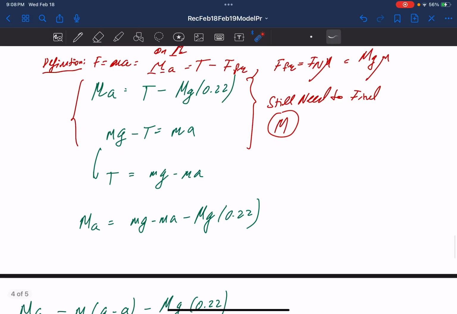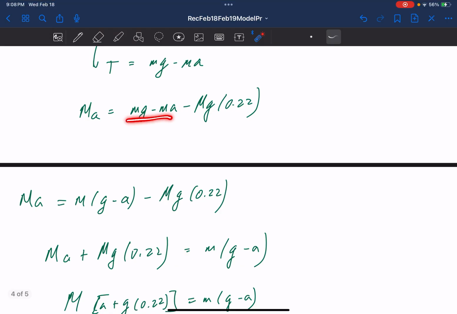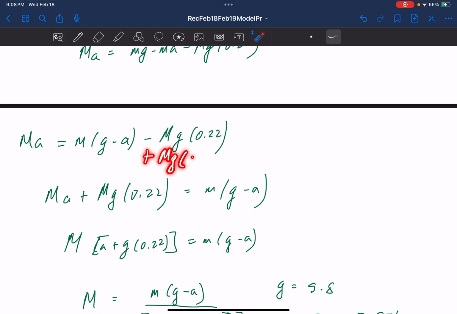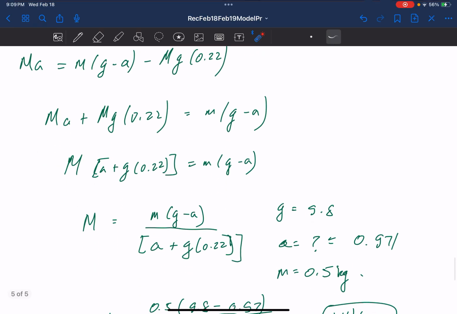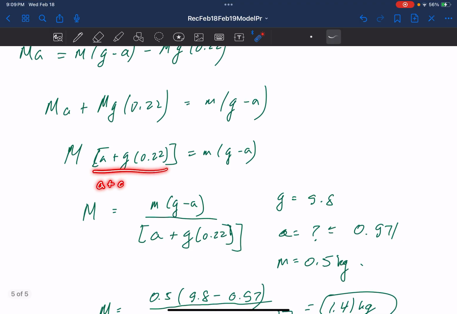What we can do next is factor little m out of this expression right here. And what we can do then is add big Mg times 0.22 on both sides of this equation. On the left-hand side, we have all the big M terms, and on the right-hand side, we have all the little m terms. Since we're solving for big M, we're going to factor big M out to get this equation. Now we're going to divide both sides by this term and get an expression for M alone.